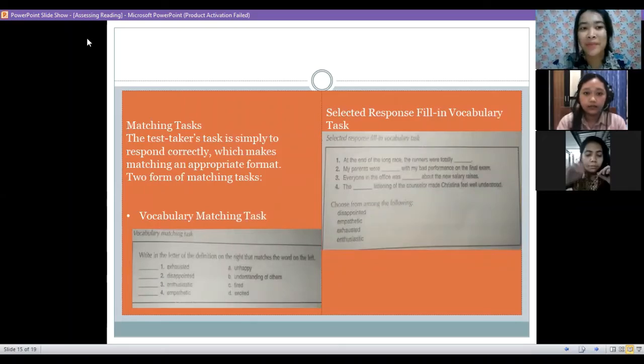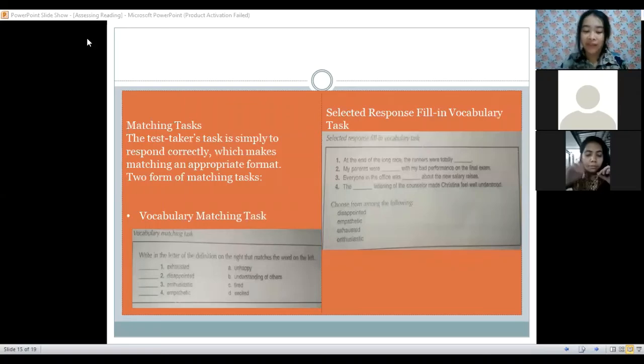Okay, next is matching tasks. At this selective level of reading, the test taker's task is simply to respond correctly, which makes matching an appropriate format. There are two forms of matching tasks. The first one is the vocabulary matching task, and the second one is the selected response fill-in vocabulary task. In the first matching task, it's so simple, and the test takers only have to choose the definition on the right side. For example, like number 1, exhausted. They can choose C, tired, and write it down on the provided space.